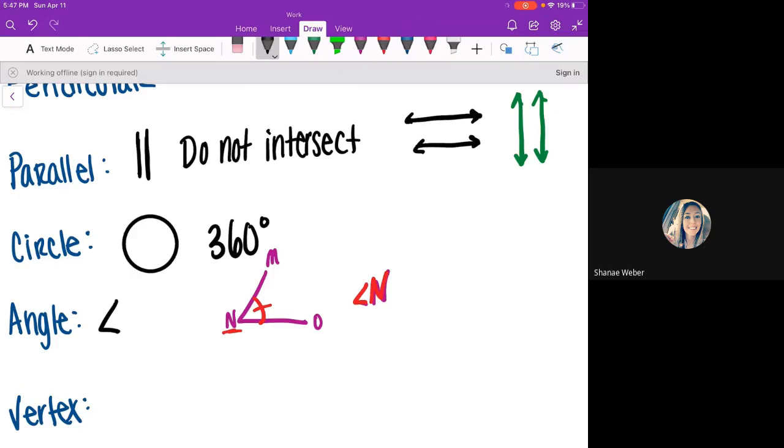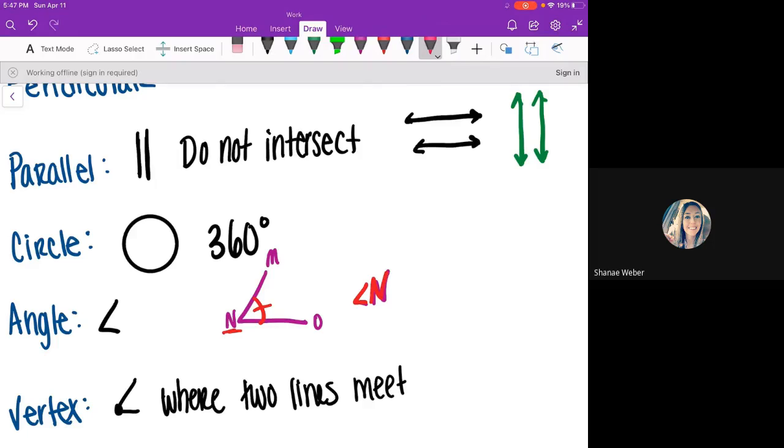The next one is vertex. So we can also talk about angle N as a vertex, but the vertex is right here where two lines meet. So if I have, we'll do it in pink, something like this. This is line X, and then this is line Y. Their vertex is right here at, we can call it A. So vertex A.